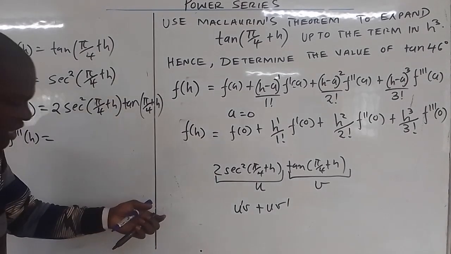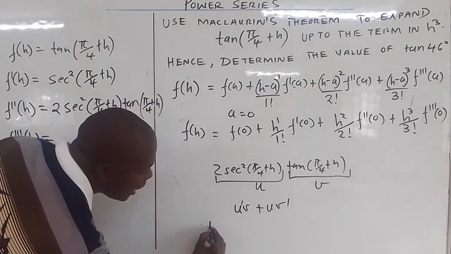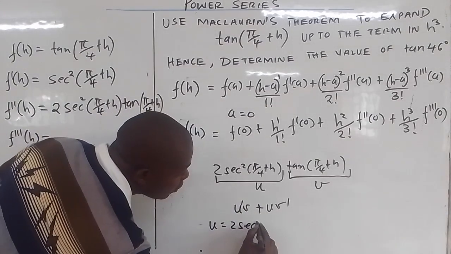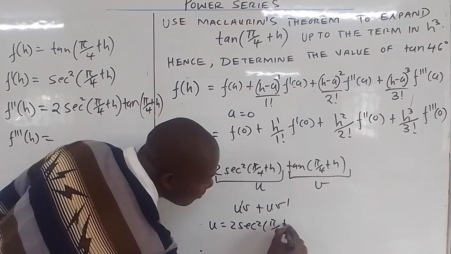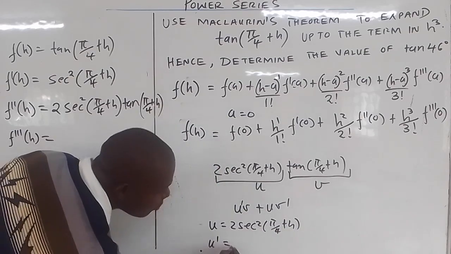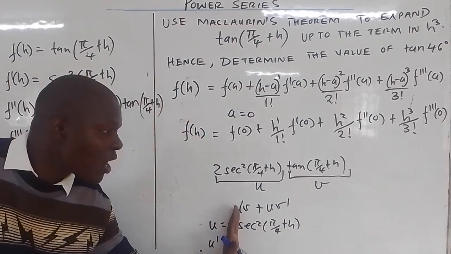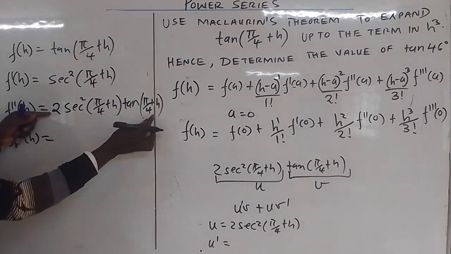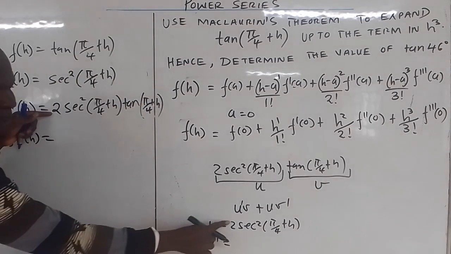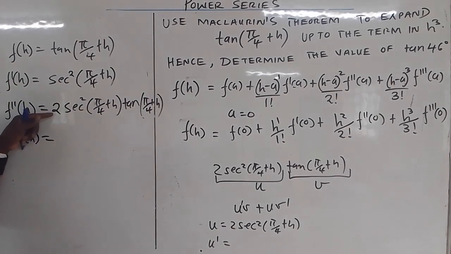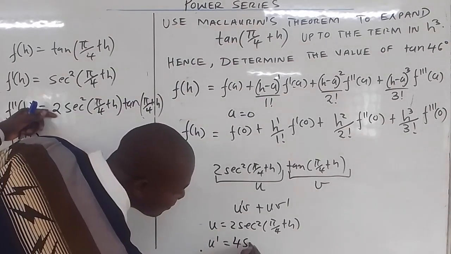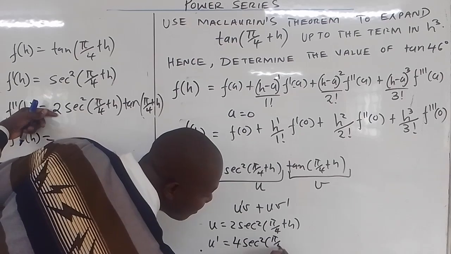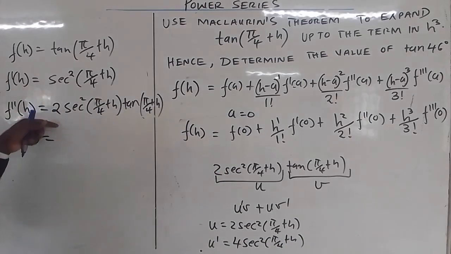So let us write them down here for you to see clearly. If u is 2 sec squared (pi over 4 plus h), then what is u prime? If you differentiate sec squared (pi over 4 plus h), when we differentiated, we got this, isn't it? Then you multiply by that 2, and it becomes 4 sec squared (pi over 4 plus h). We are done with u prime.